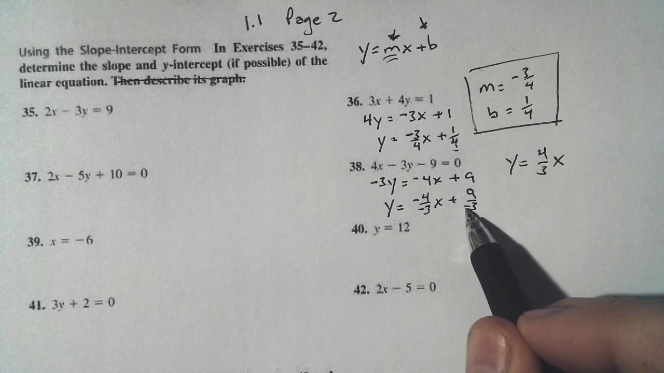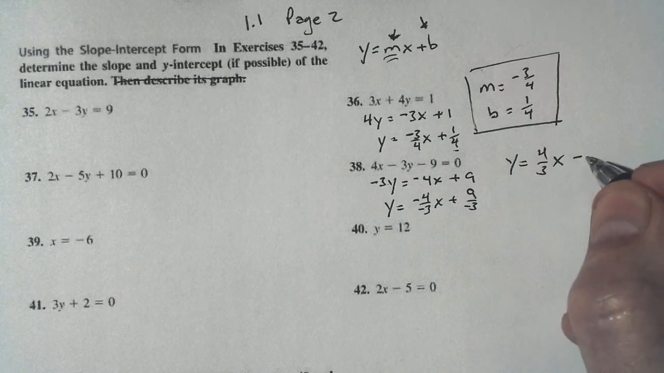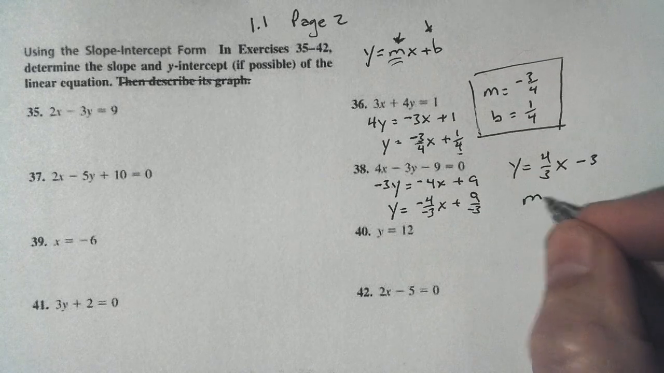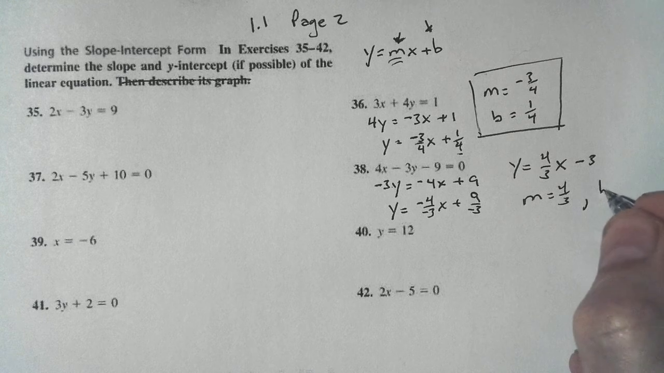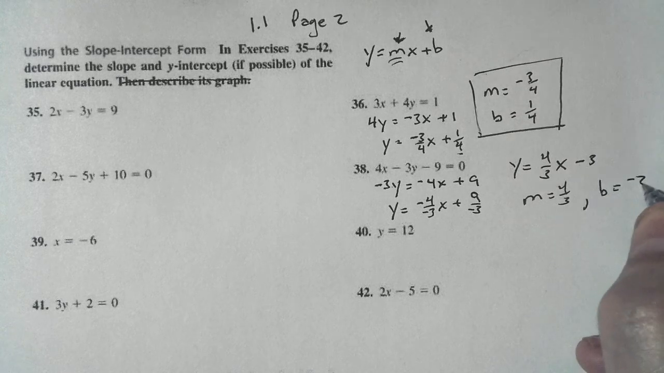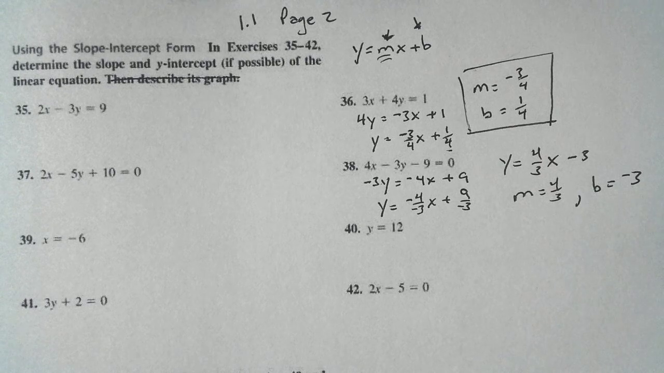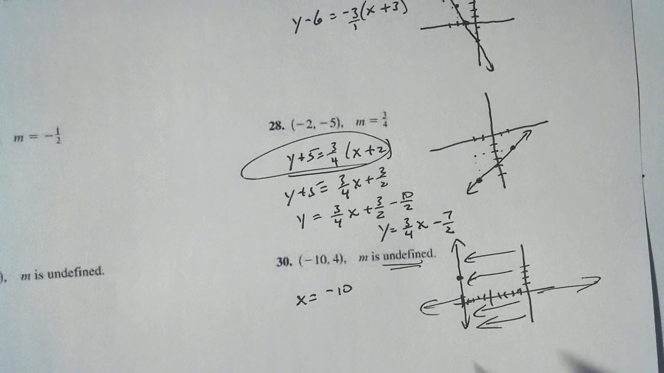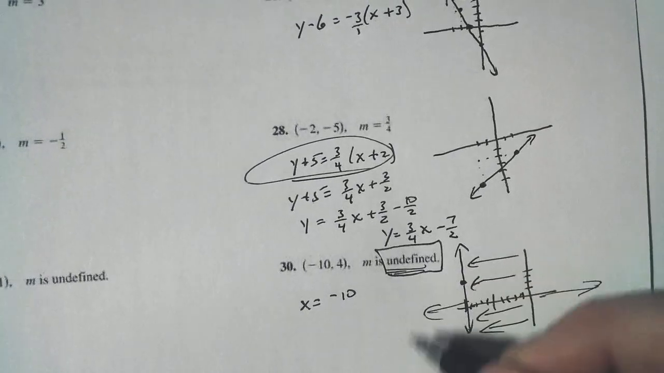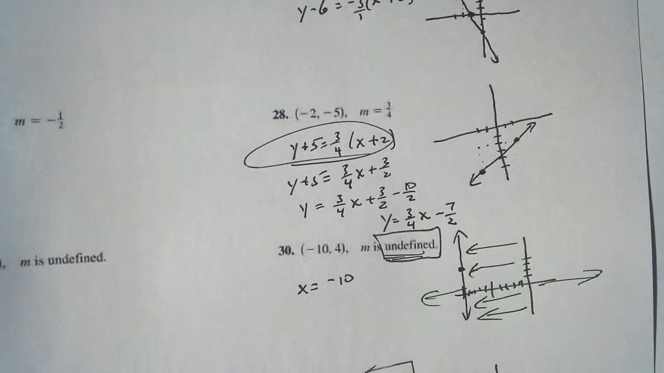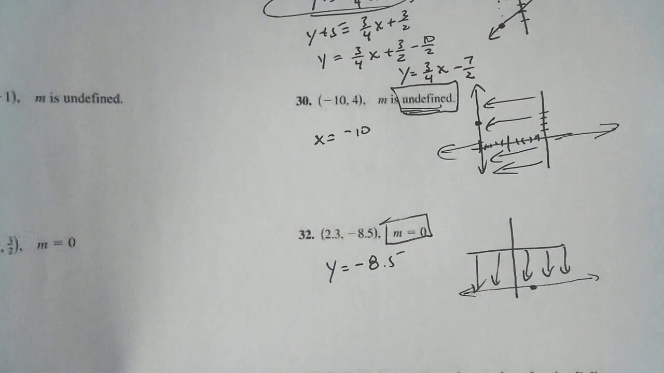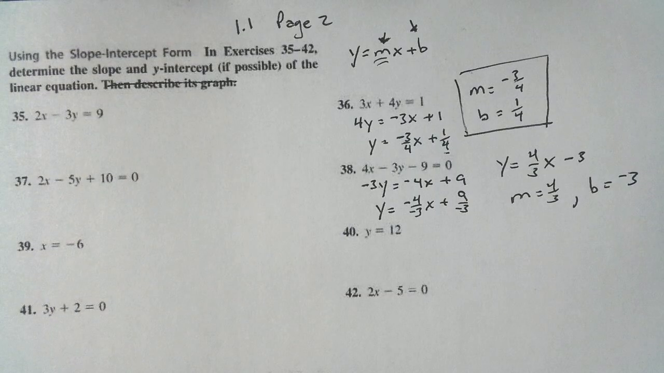Plus divided by a minus is a minus. 9 divided by 3. Our slope is 4/3. Our y-intercept is negative 3. Okay, now just like back on problems 30 and 32, when you get these special cases, undefined or 0 for slopes, I highly recommend that you go ahead and just get a quick sketch of that.